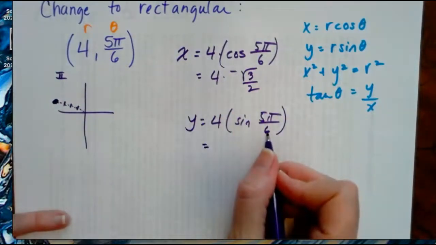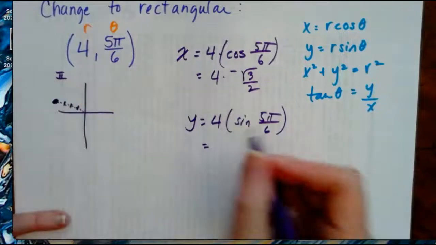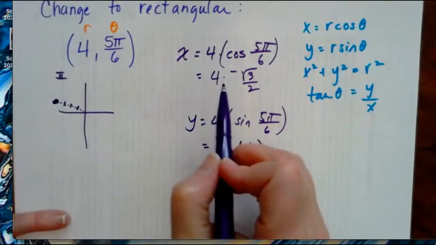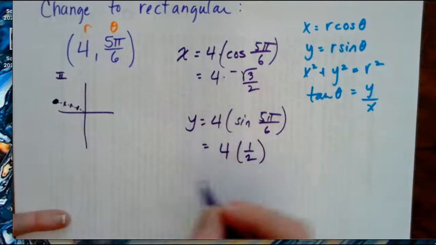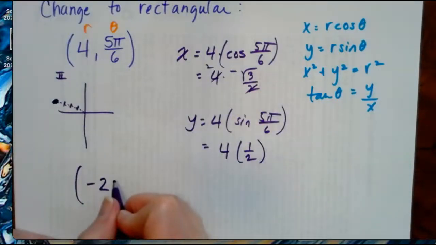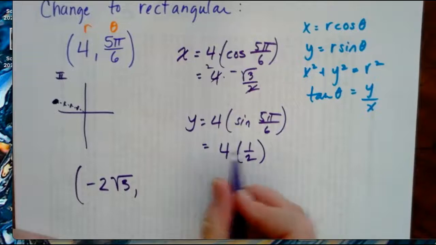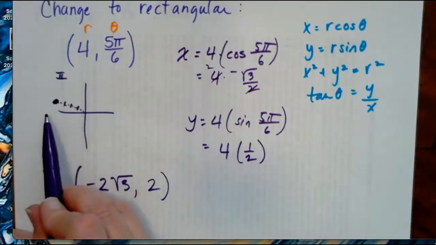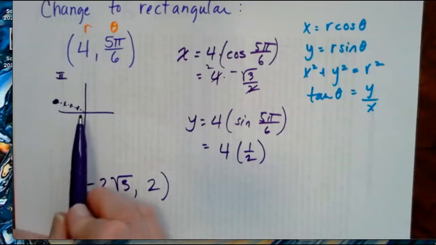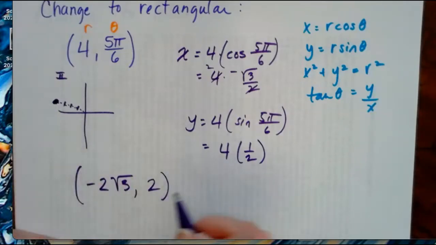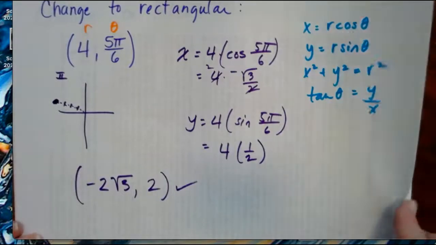And at 5 pi over 6, the sine is positive because it's in quadrant 2. So 4 times negative root 3 over 2, the 2 cancels, and we get negative 2 root 3. And then half of 4 is 2, which makes sense because we are further out and we are up. So back to negative 2 root 3, up 2, that's in quadrant 2.